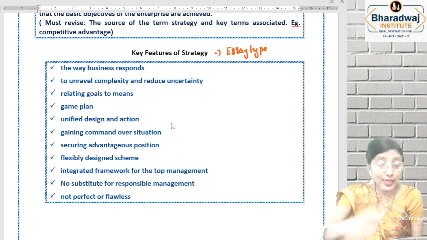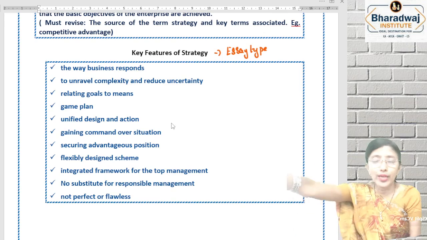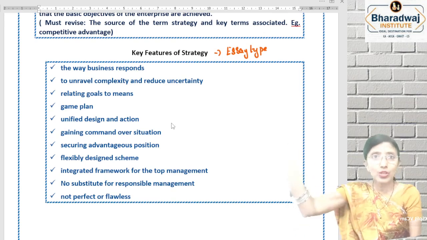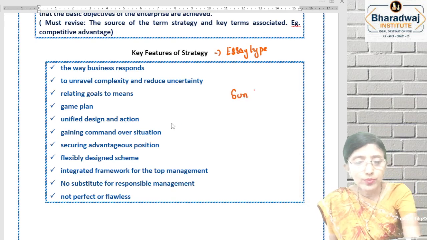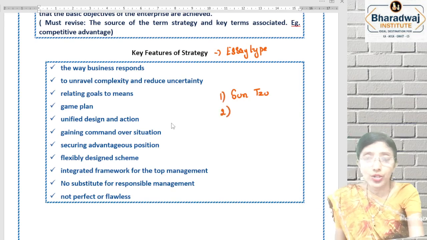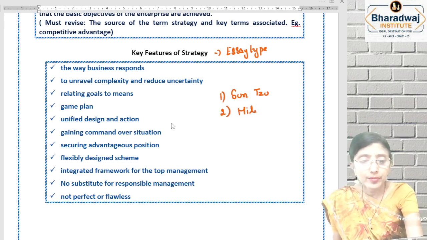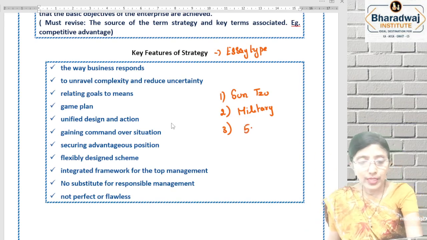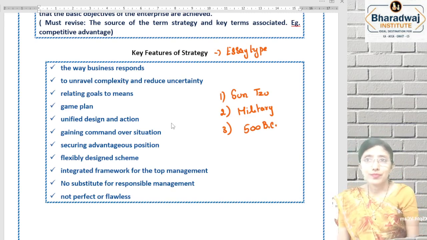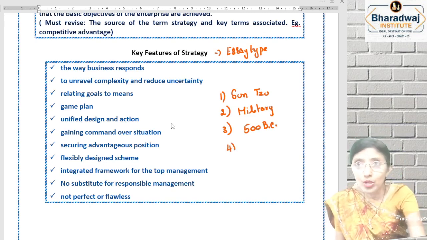But what is the technical part in strategy? Who gave the term strategy? The first methodical documentation of strategy was given by Sun Tzu. What is the discipline from which it originated? Military. When did its first methodical documentation come in? Dates back to 500 BC. You remember that? Very good. And what is the name of the book? Very good. The Art of War.